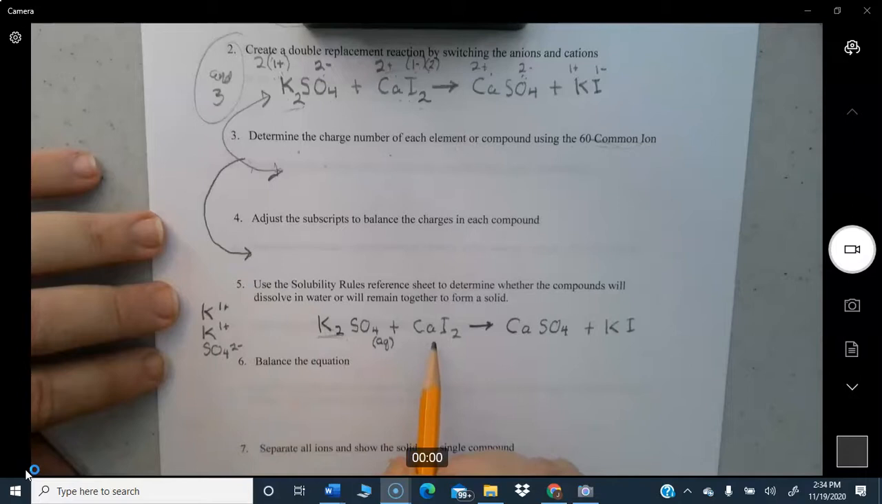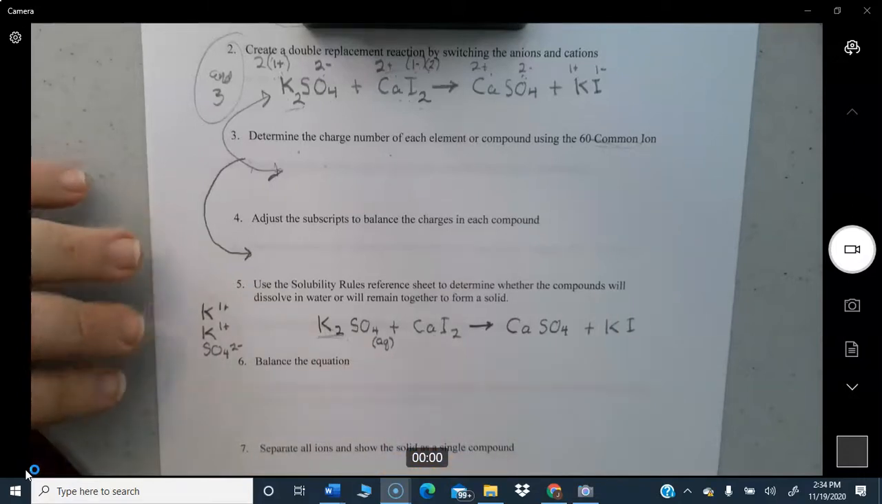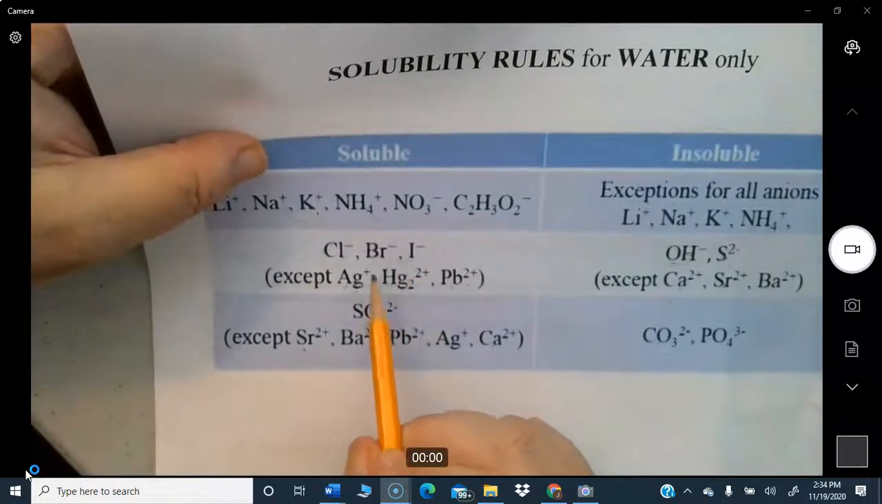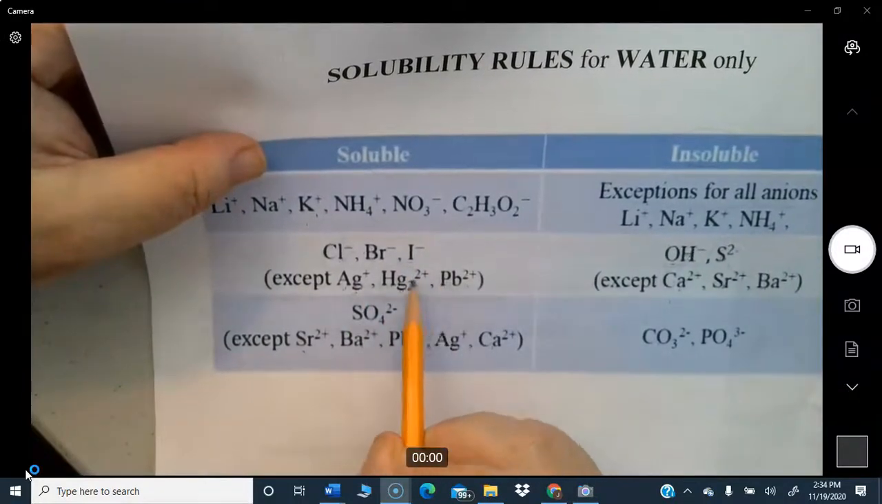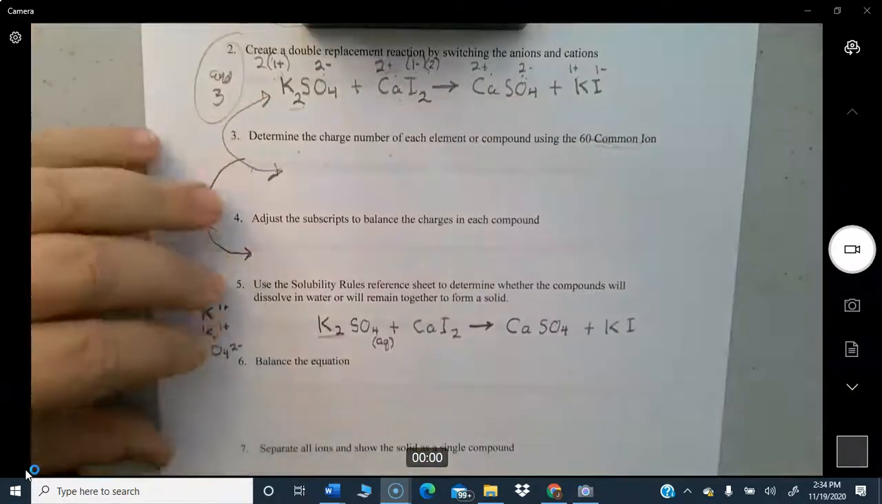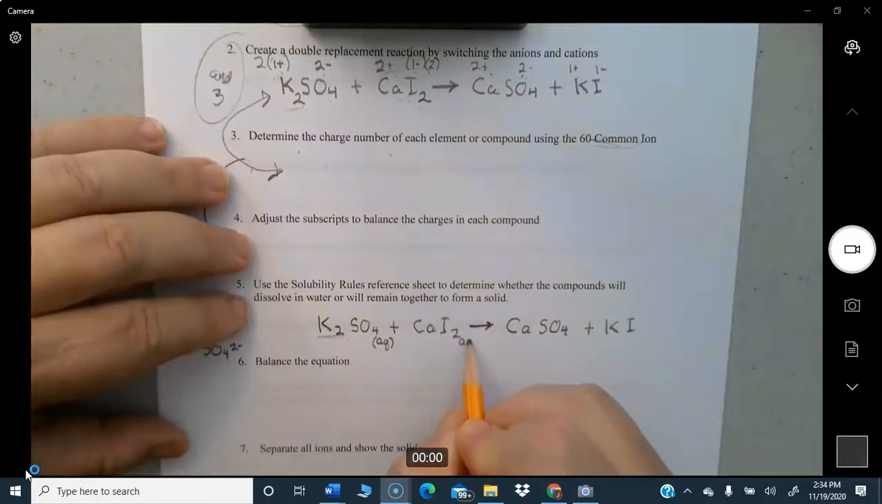Now, how about this one? All right, so Ca and iodine. So it says iodine breaks up with everything except these 3 substances, but calcium is not one of those 3, so it is soluble with calcium. So this is also going to be an AQ.